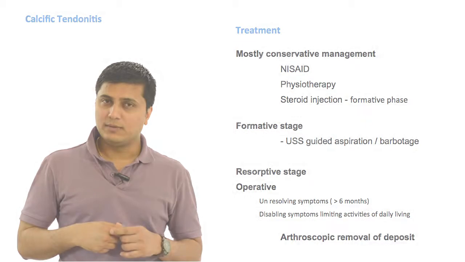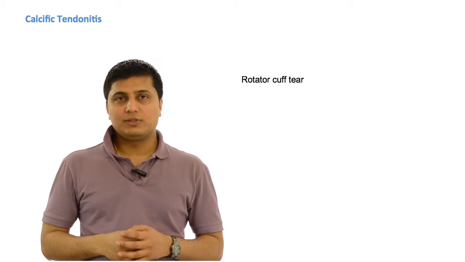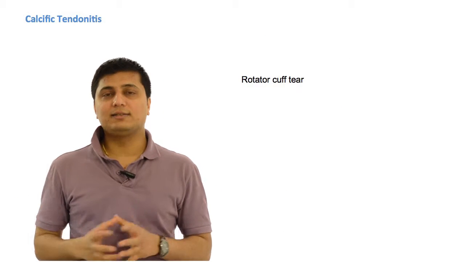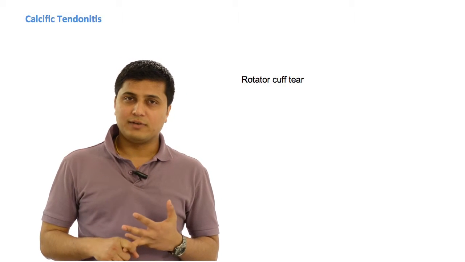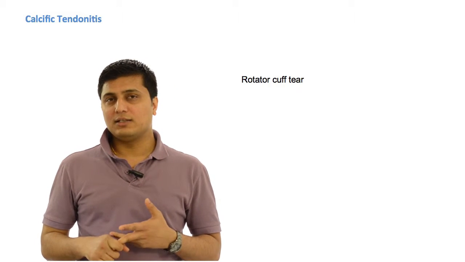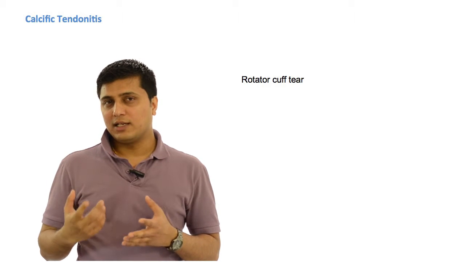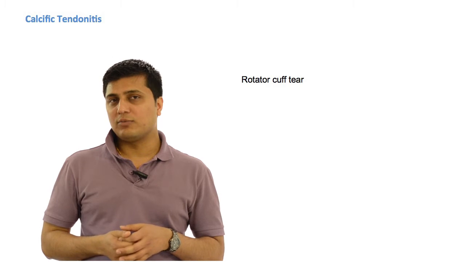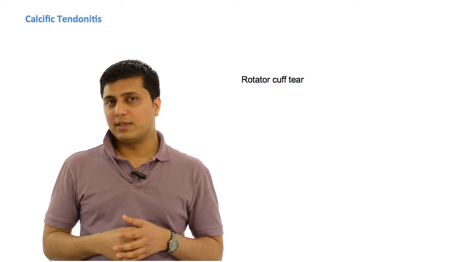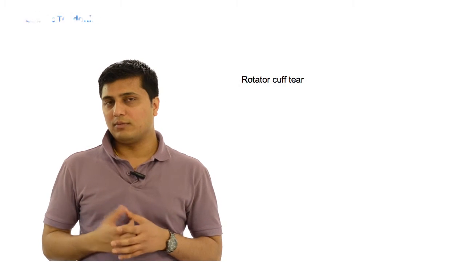Acute calcific tendinitis can cause a few complications. It can cause a rotator cuff tear. Impingement syndrome is sometimes a result of calcific deposits, and there can be positive impingement because of the bursitis as well.